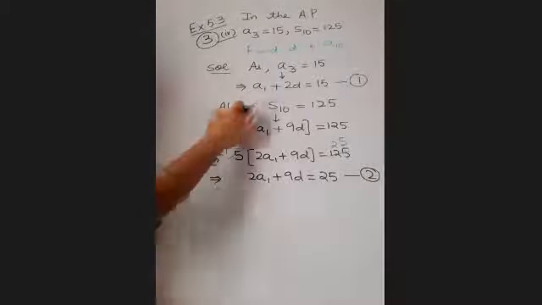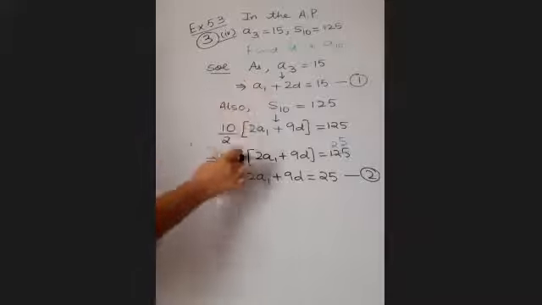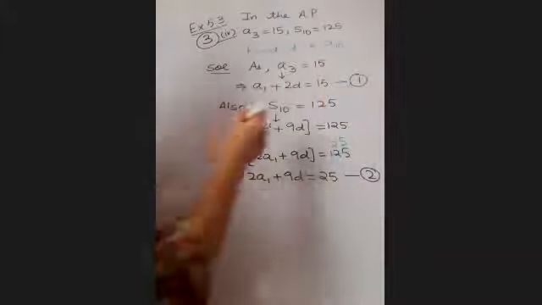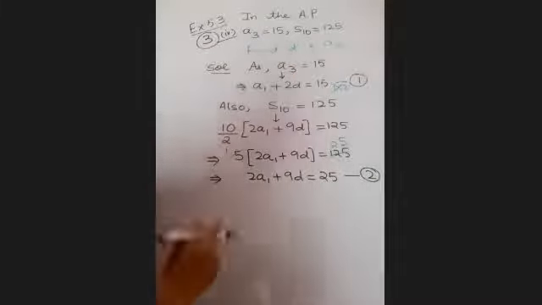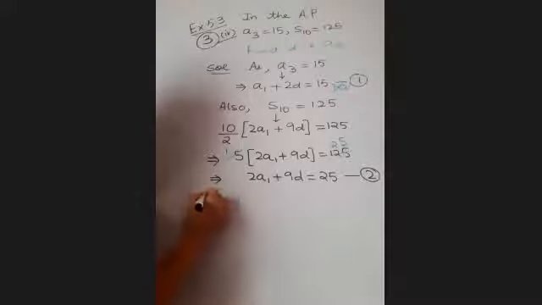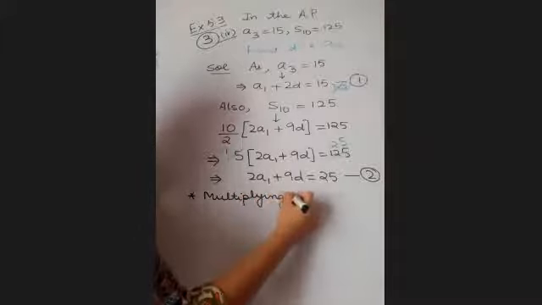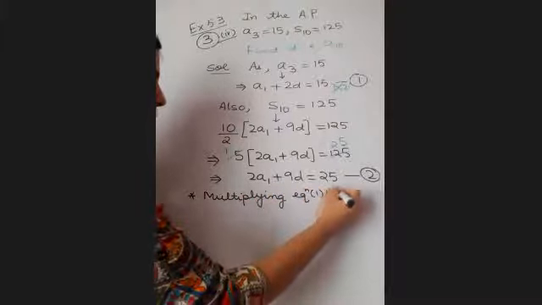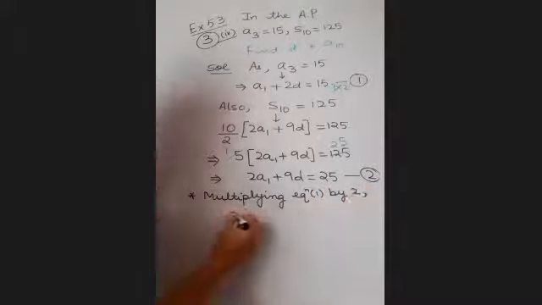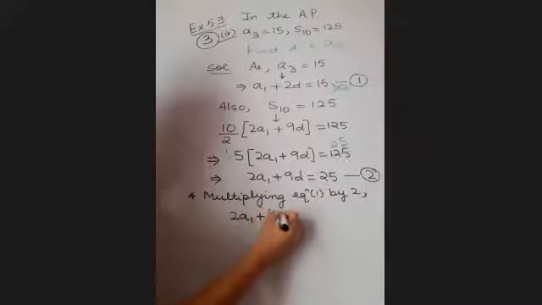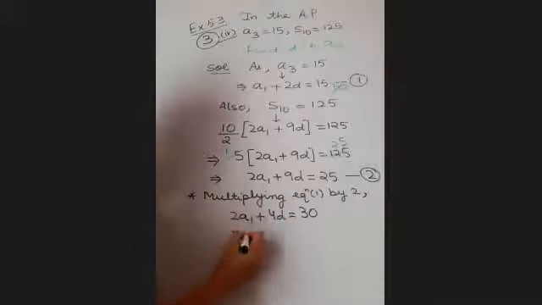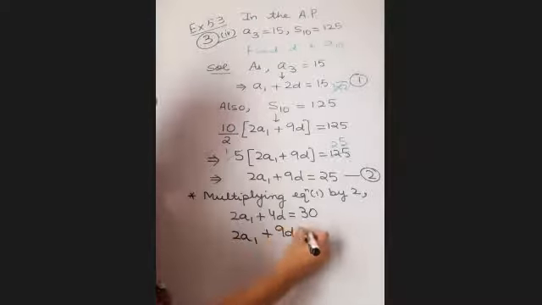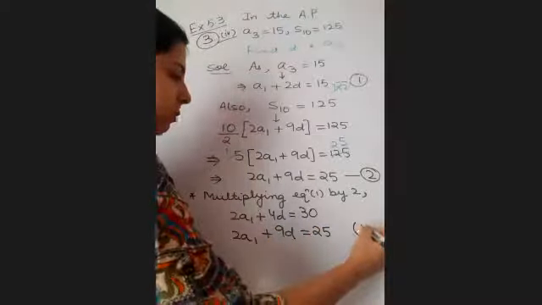What should we do? Multiply equation 1 by 2, ma'am, and then subtract it from the second equation. So I am multiplying equation 1 by 2. So we get 2A1 plus 4D is equal to 30. And this equation 2 is 2A1 plus 9D is equal to 25.